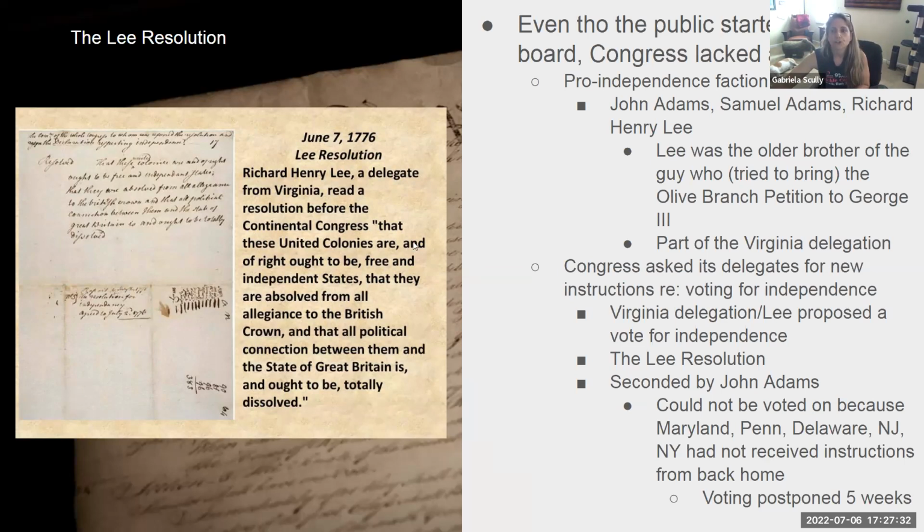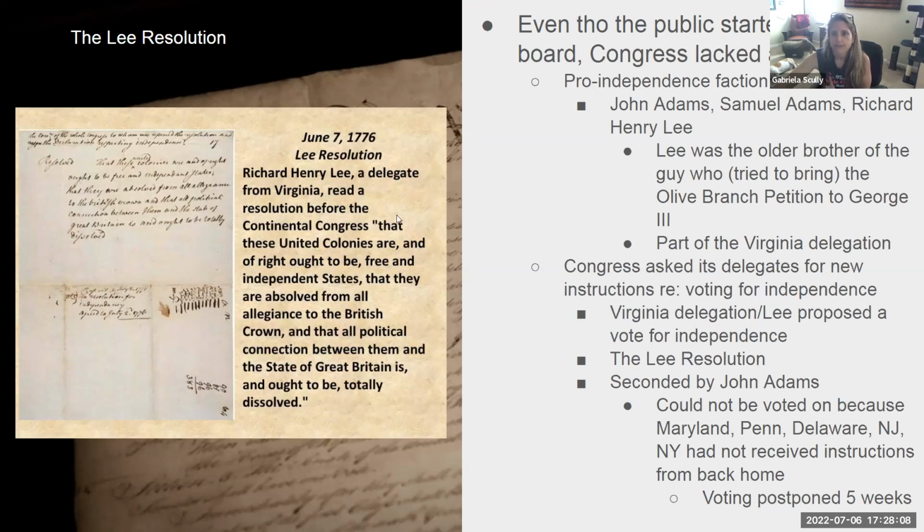So Richard Henry Lee, a delegate from Virginia, read this resolution before Congress, and it's quoted in the packet: that these united colonies are, and of right ought to be, free and independent states, that they are absolved from all allegiance to the British Crown, and that all political connection between them and the state of Great Britain is and ought to be totally dissolved. So this is the Lee resolution.